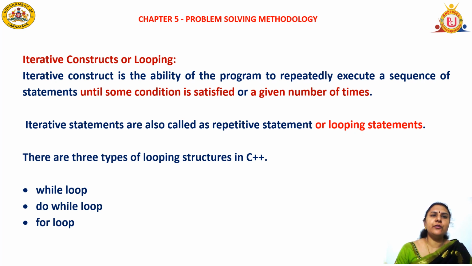Once we give the statement, it has to be repeated. So iterative statements are also called repetitive statements. That statement will be repeated until the condition is satisfied or until the condition becomes false. This is also called a looping statement. There are three types of looping structures in C++. The first one is the while loop, the second one is the do while loop, the third one is the for loop. So this is the second programming construct in C++.